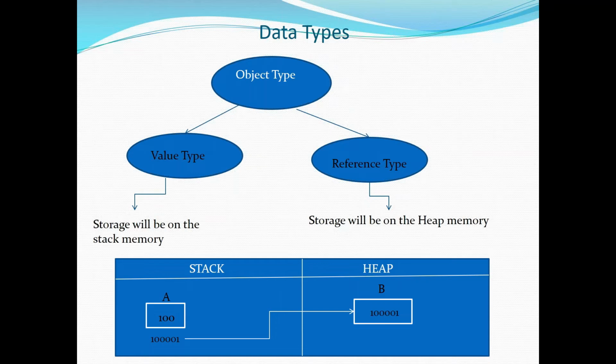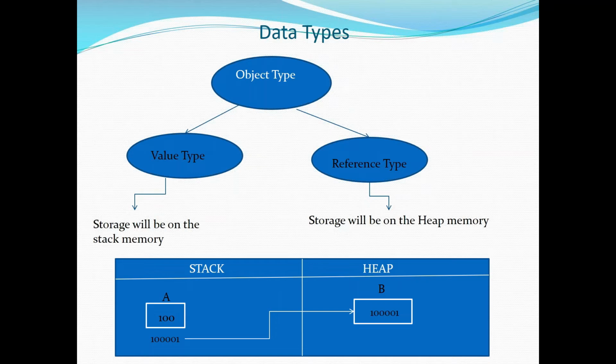Okay, so that is the reason you should at least be aware of these two parts. Later we will see what is object type, what is value type, and what is reference type. But do remember that at the high level in C#, each and every data type is considered as object type.